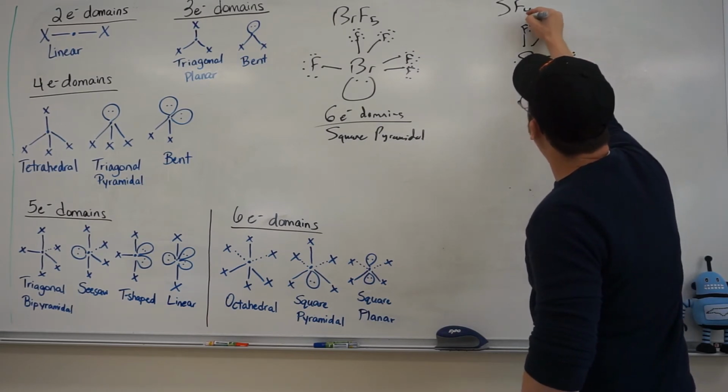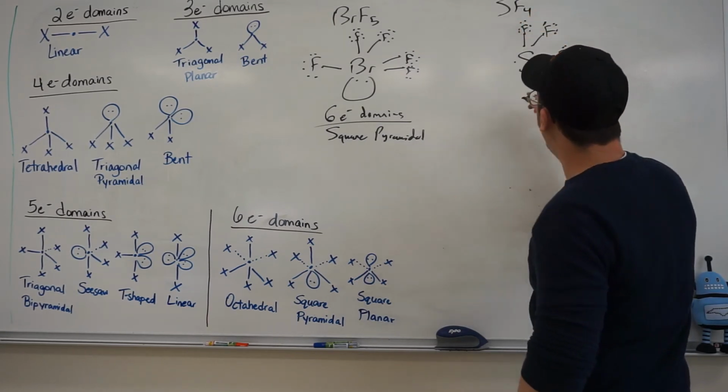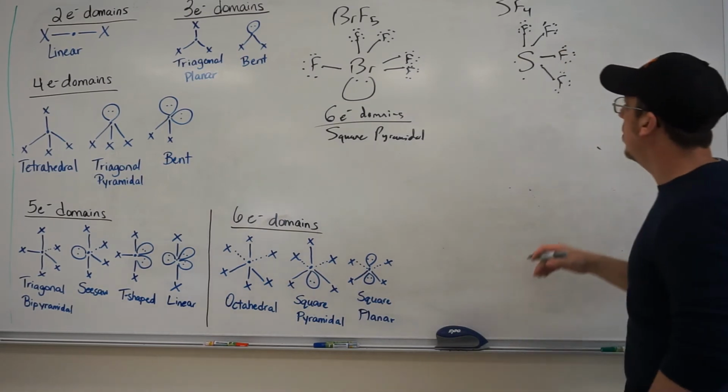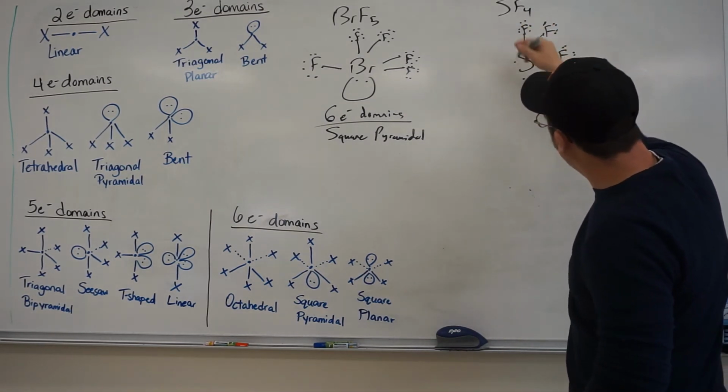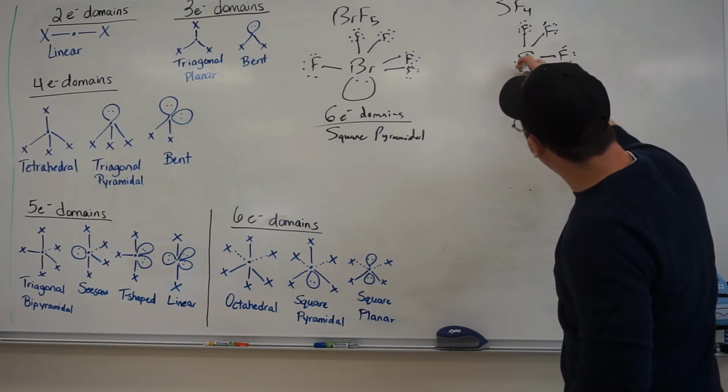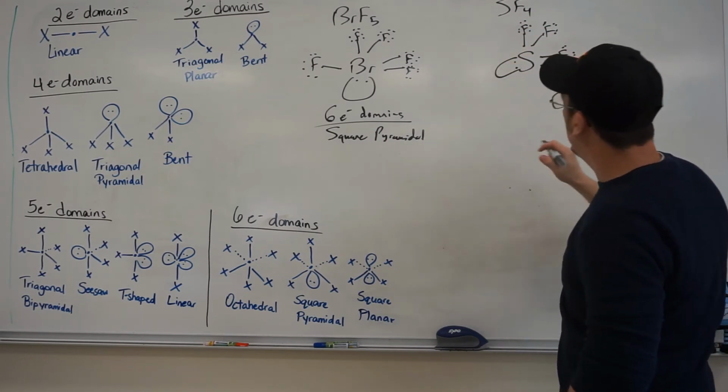Keep the octet for the fluorine. And then the sulfur, well, that's exceeding octet, but we got to make sure it's even. So 2, 4, 6, 8, and then we have the 2 electrons here, which makes a pair. So we're good. All right.